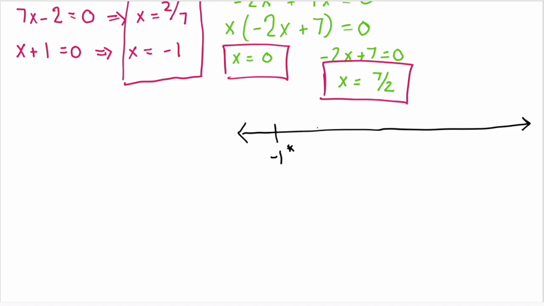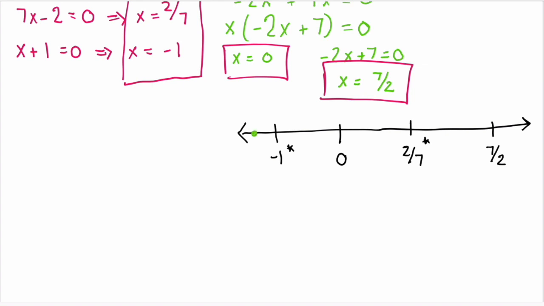Next would be a value of 0. Then we have the value of 2/7. Again, I'm going to put a star next to it because it's the other value that gives us a denominator of 0, or undefined. And our last is 7 halves. Now, notice we have 1, 2, 3, 4, 5 intervals that we have to check. So we need to find test values in each of these intervals.